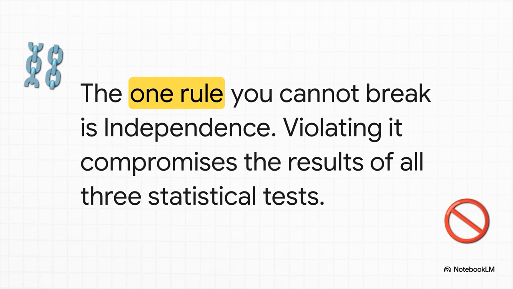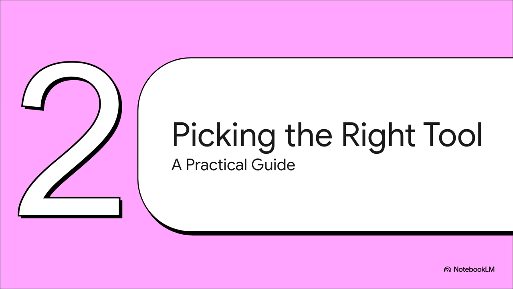But listen, while some rules can be bent, there is one rule you absolutely, positively cannot break: independence. If your data points are related, like say you're measuring the same person before and after a treatment, then none of these tests are the right tool. Their entire mathematical foundation is built on the assumption that the two groups are completely separate. If you violate this, you compromise the results of every single test in this toolbox. No exceptions.